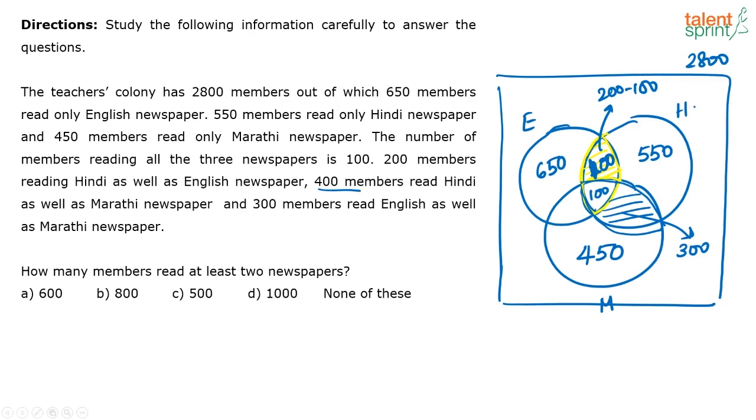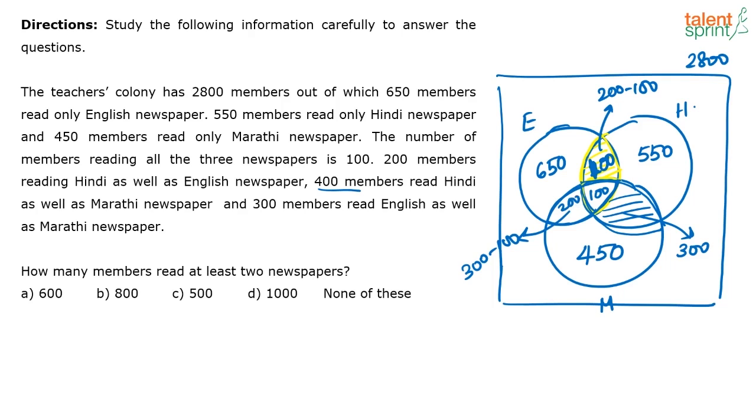Now next you have 300 members read English as well as Marathi newspapers. Again, 300 members read English as well as Marathi means this full set, right? This full region is 300, out of which 100 read all 3. So how many people read only English and Marathi? That is nothing but 300 minus 100, that is equal to 200. So now we have got all the values required. Now let's solve the question.